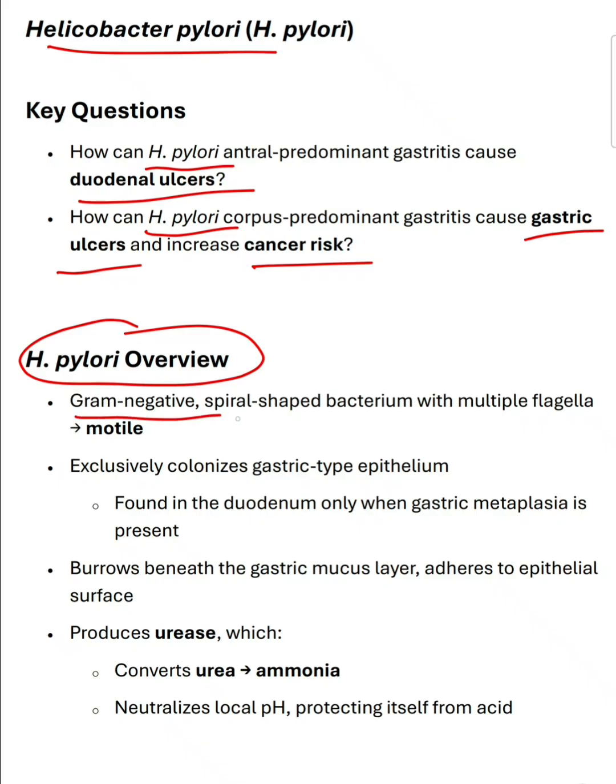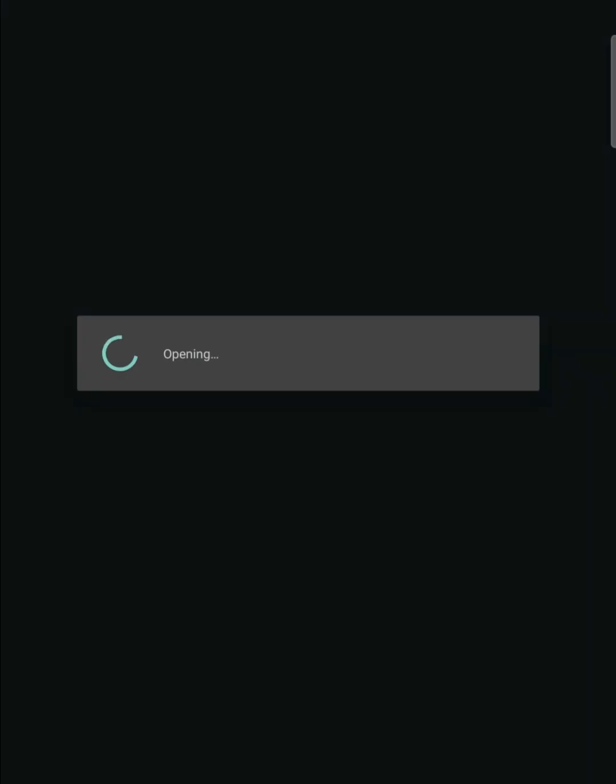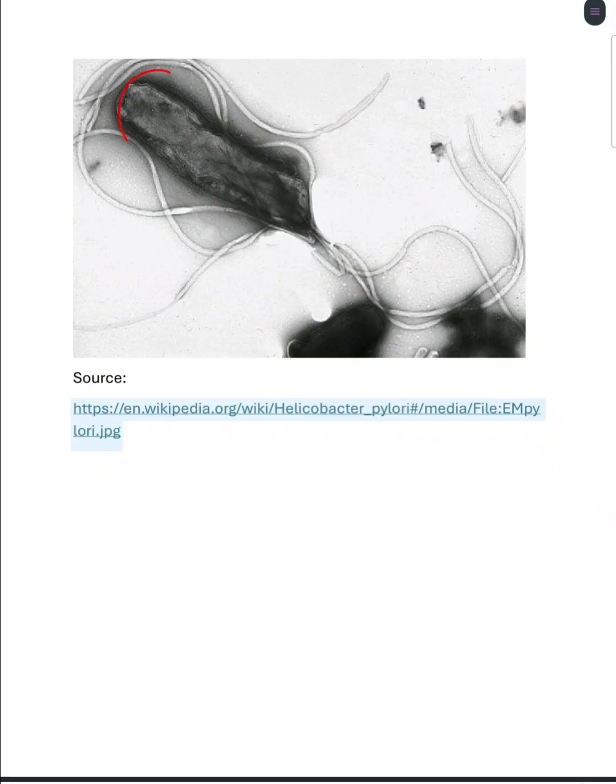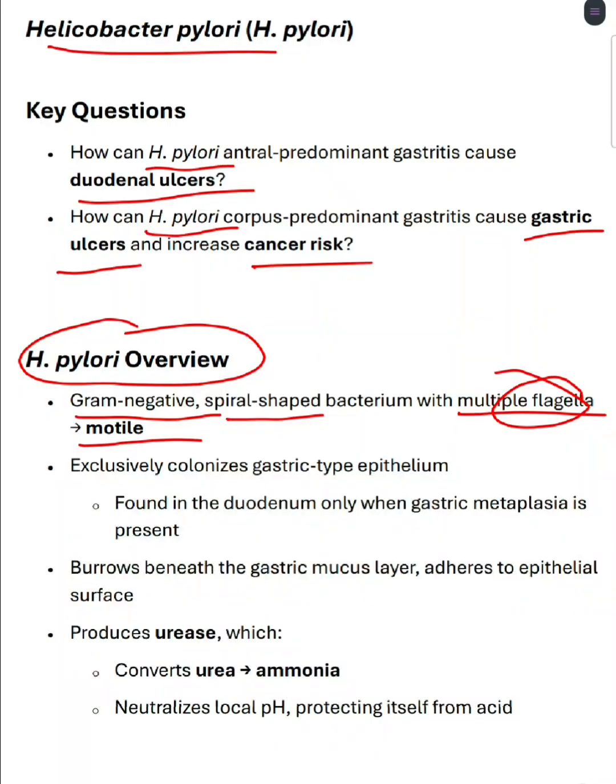It's a gram-negative spiral-shaped bacteria with multiple flagella, and with this flagella it becomes motile. If we look at a picture, here you see a Helicobacter pylori, and on this side it has multiple flagella, and with that flagella they become motile, and they exclusively colonize the gastric type epithelium, meaning that you will only find them in the stomach epithelium or stomach mucosa. You will not find them in the respiratory epithelium, let's say.